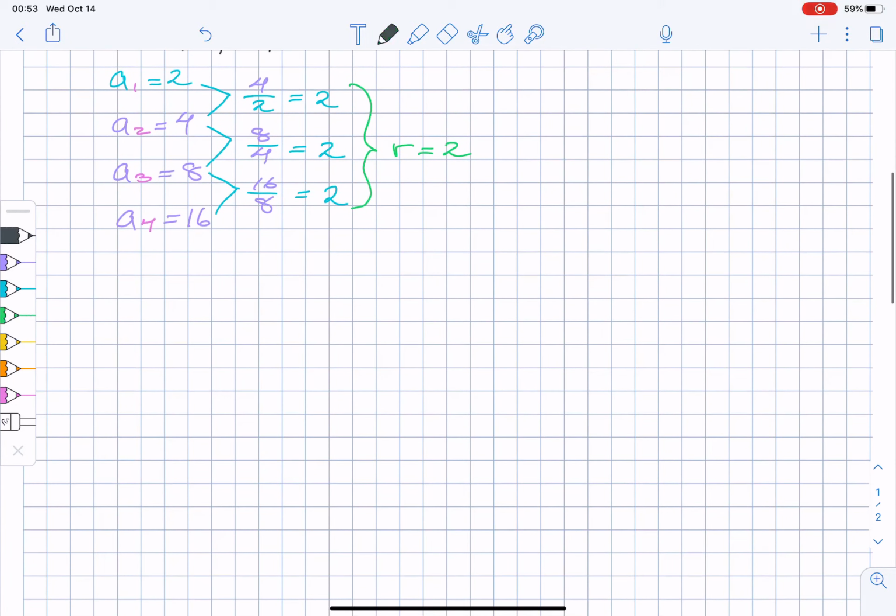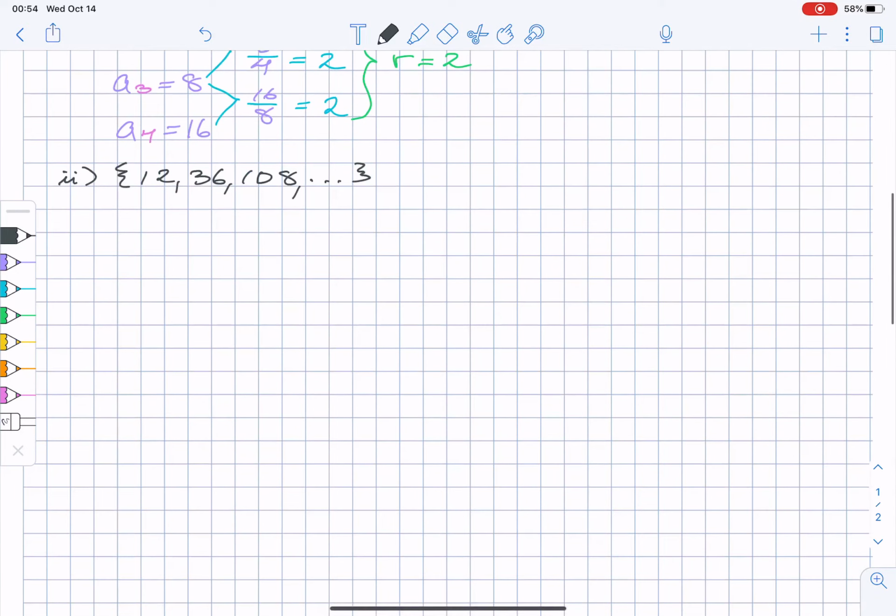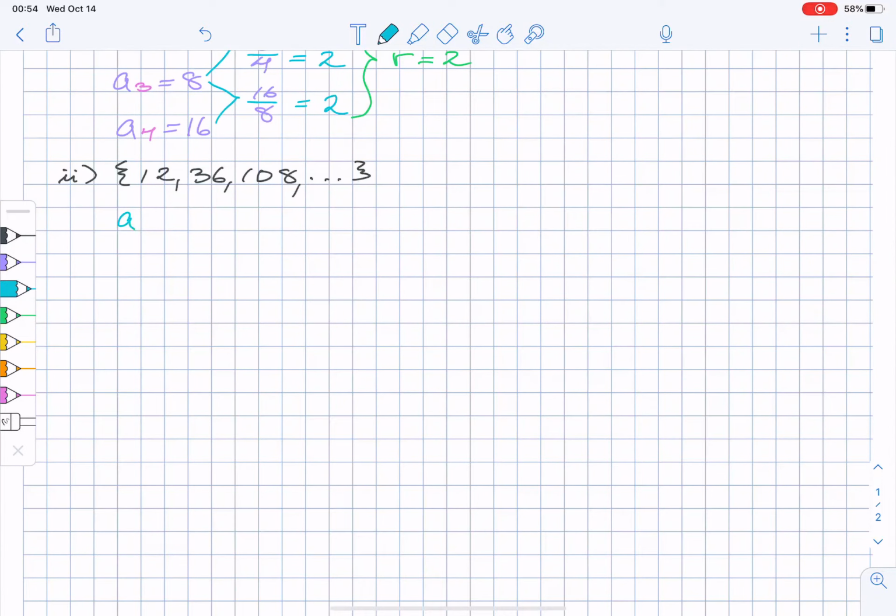Okay, so number 2. Let's say we have the sequence 12, 36, 108, something like so, and that's all I'm going to give. So a sub 1 is 12, a sub 2 is going to be 36, and finally we're only given a sub 3, which is 108.